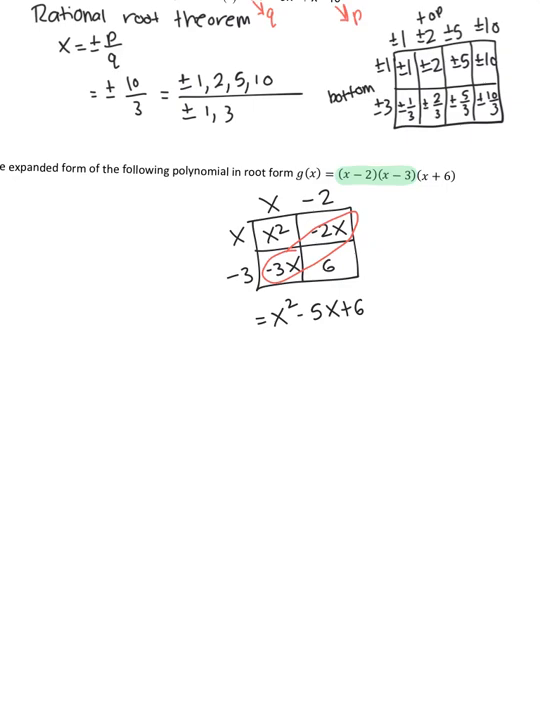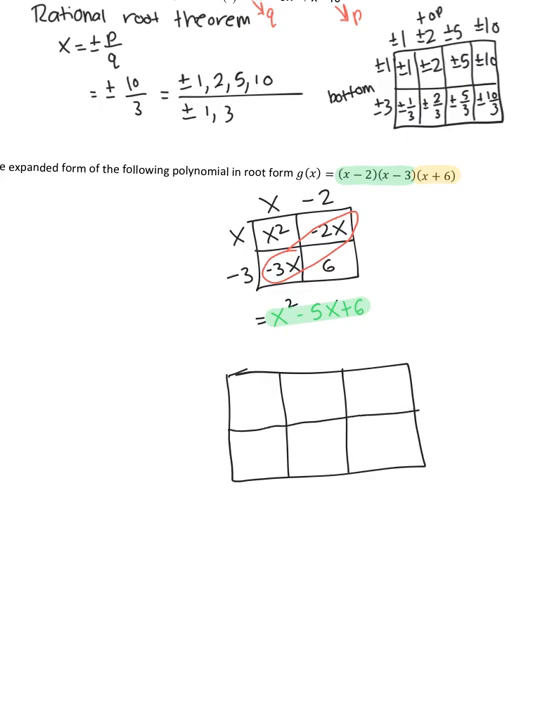Now that I've got this answer, whoops, I didn't mean to draw a line through that. I meant to highlight it. Now that I've got this answer, I'm going to multiply that with the x plus 6 that's there. So I've got x squared, negative 5x, positive 6, and then I'm multiplying it with the x plus 6.